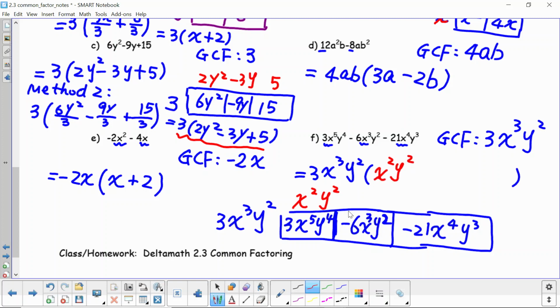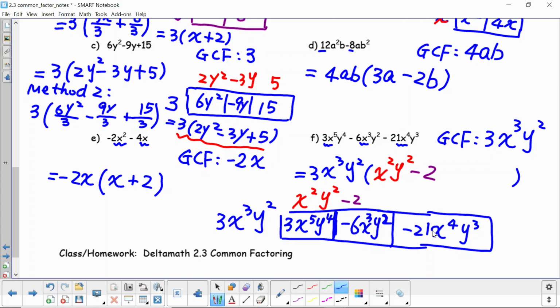Then we are going to do the division for the second box. Negative 6 divided by 3, you have negative 2. X cubed divided by x cubed is 1. Y squared divided by y squared is 1. So negative 2 times 3x cubed y squared will give you this area in this box. So the second term is minus 2. And we are going to do the last term.